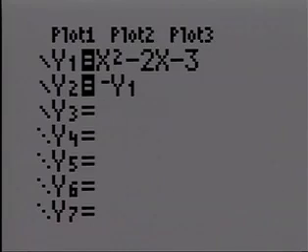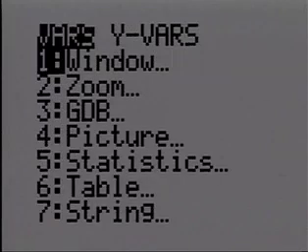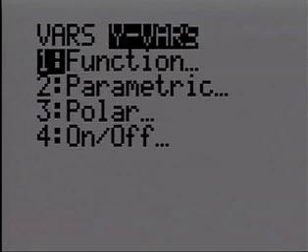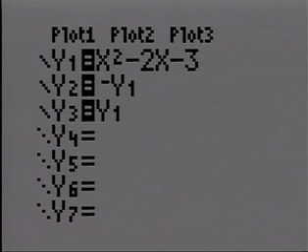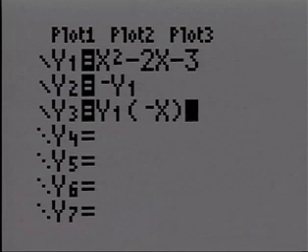Well, let's go back to y equals and think about in y3 how we might graph the reflection across the y-axis of the original function, which is y1. What we can do on the calculator is go back to variables, go to y variables, enter on function, enter on y1, then next to that put parentheses negative x, close parentheses. So the calculator will take y1, evaluate it at negative x, and graph that. And that's what you need to do when you graph a reflection about the y-axis.